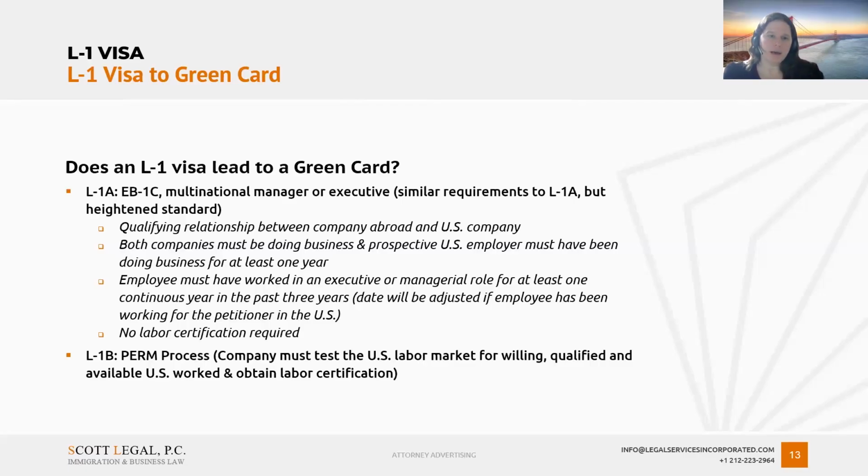For L-1B, they don't have the option to go through the EB-1C. If somebody on an L-1B wants to have a green card, there may be other options, but one potential option for them would be the PERM process. This would be the normal process where a U.S. employer is going to sponsor the foreign worker, and they're going to test the labor market for willing, qualified, and available U.S. workers. If there are none available, then they can obtain the labor certification and then process the green card under the EB2 or EB3 categories.